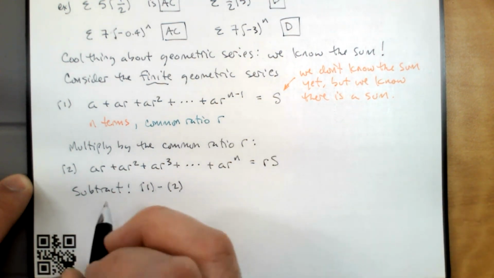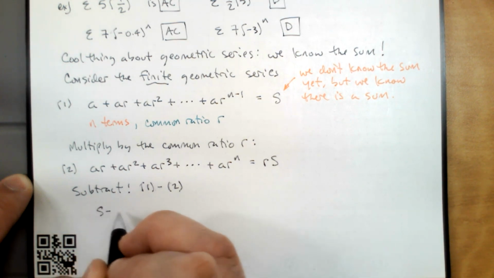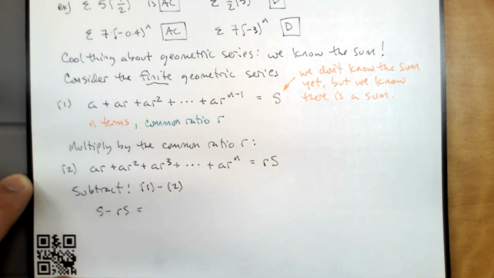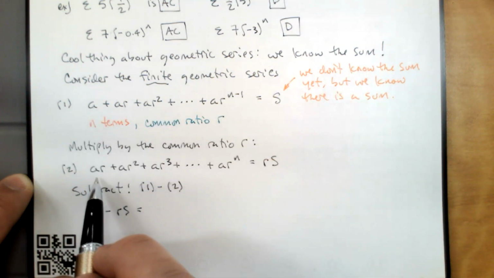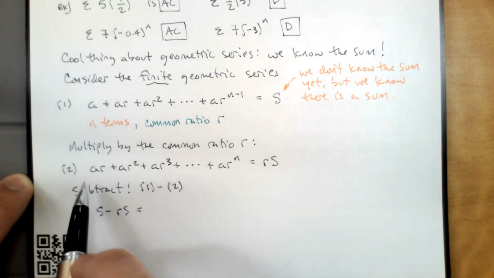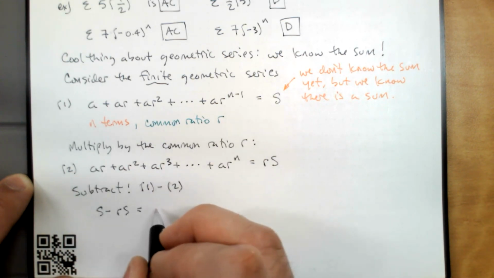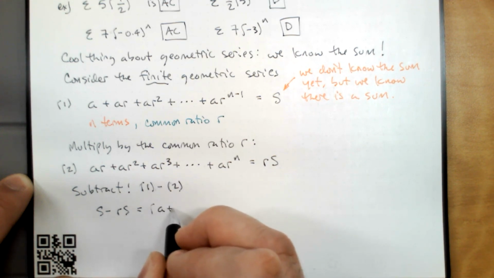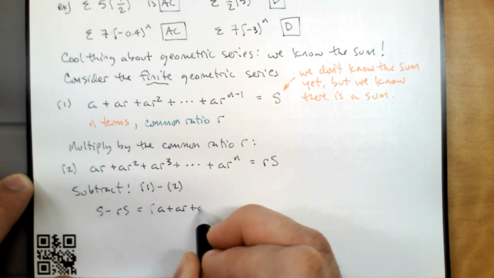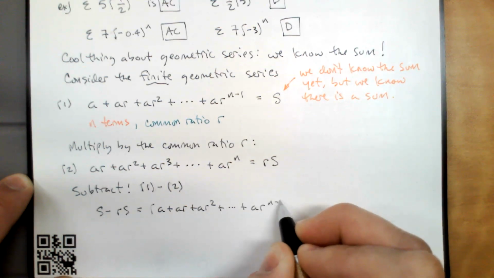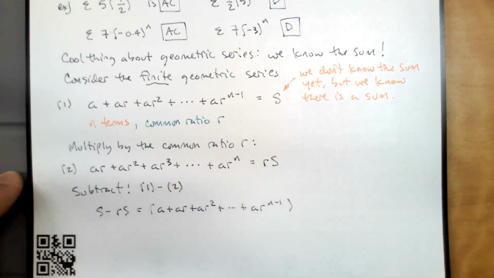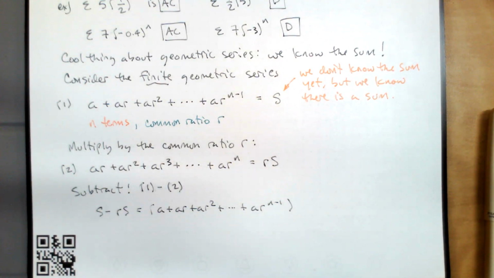So on the left side, that's going to look like S minus rS. And on the right, I'm going to have all these terms from line 1, and I'm going to subtract all the terms from line 2. So I'm going to have a plus ar plus ar squared, and from this, we're going to subtract all terms from the second line.